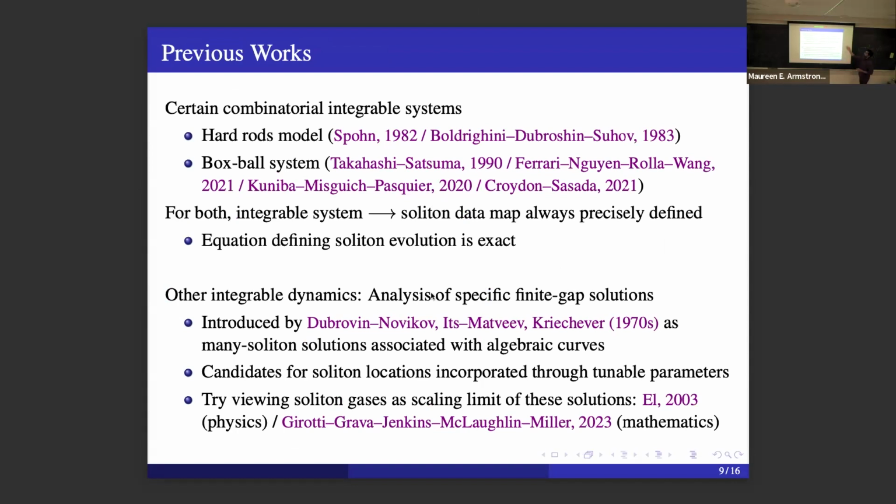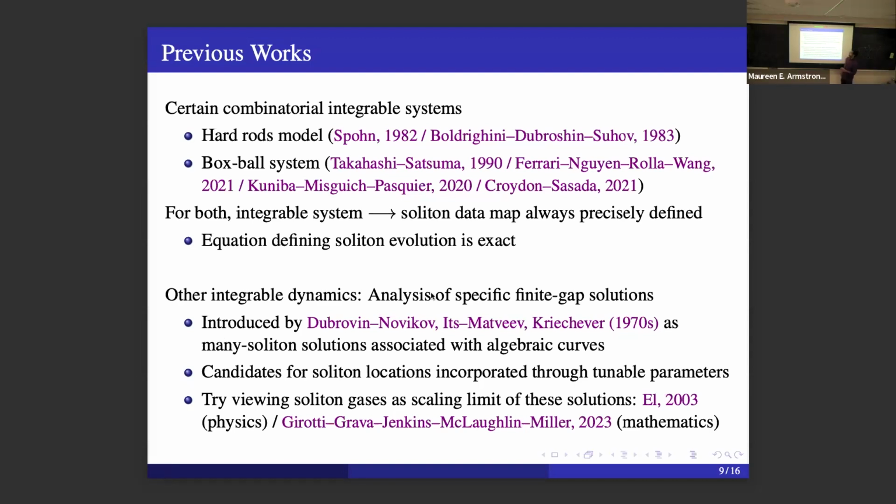For other integrable systems, Hamiltonian ones or dispersive PDEs, there's a wide set of them. This map is not really understood, and a precise definition of this map has not really appeared in the literature. And so what people do is they go back to looking at specific solutions. There are many specific solutions that you can study, and a fairly broad class of them are called finite gap solutions.